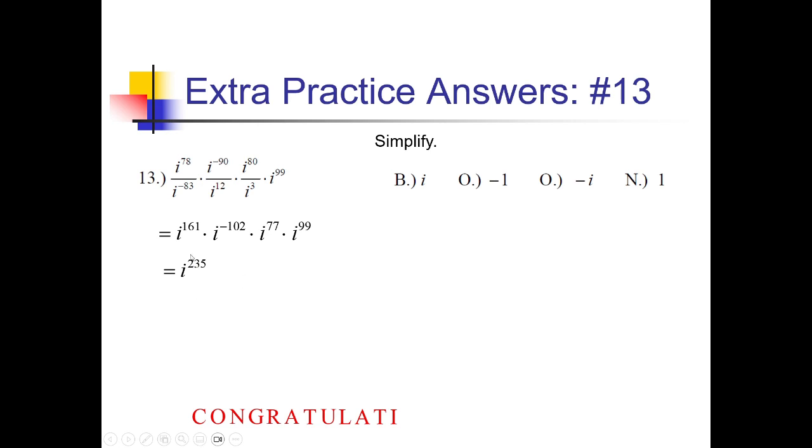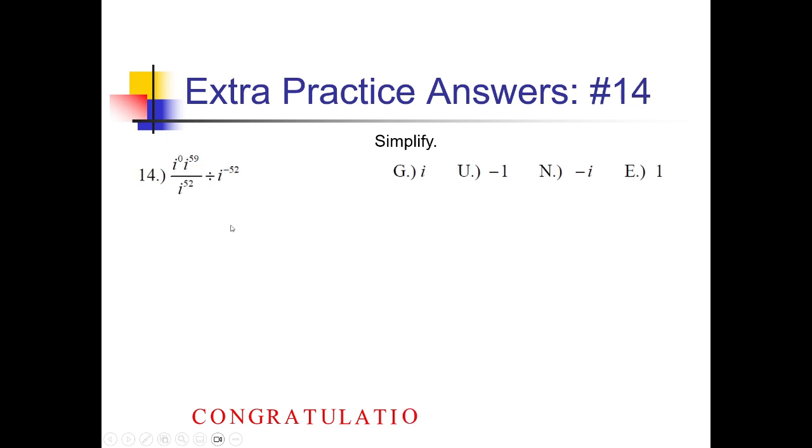So now we have a big power of i. Let's find the remainder dividing by 4. 235, a multiple of 4 less than that is 200. 235 minus 200 is 35, so this is really like i to the 35. And then 32 is another multiple of 4 I can subtract. 35 minus 32 gives me i to the 3rd, which we know is negative i. So that's going to be O going there.